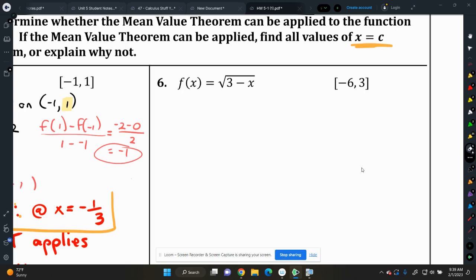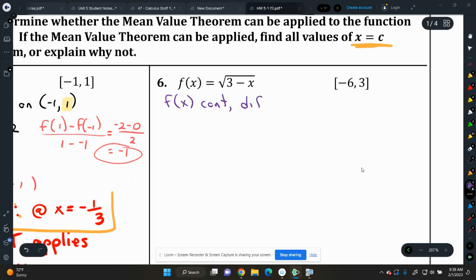Okay, the next one. Is this continuous and differentiable? Yes. So f of x is continuous and differentiable on negative 6, 3.